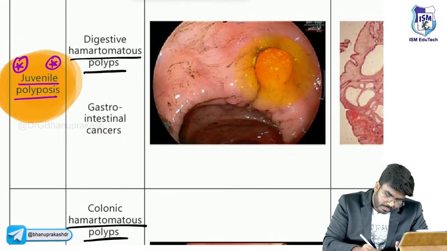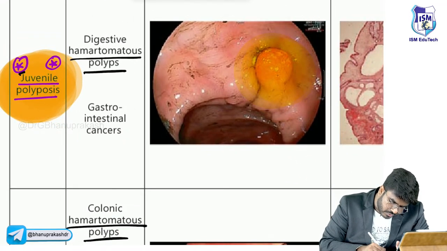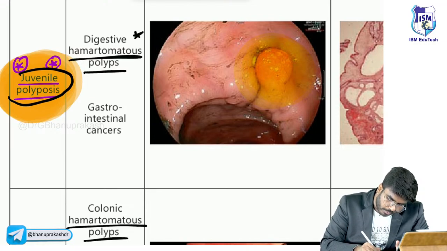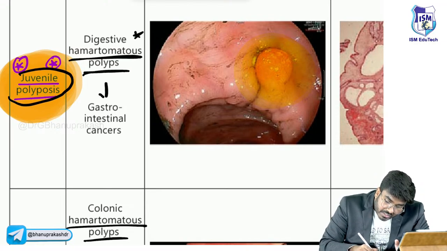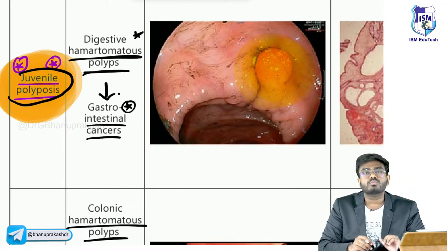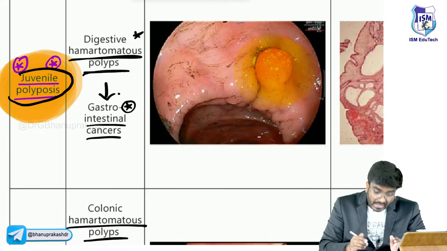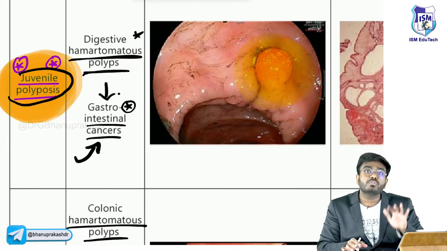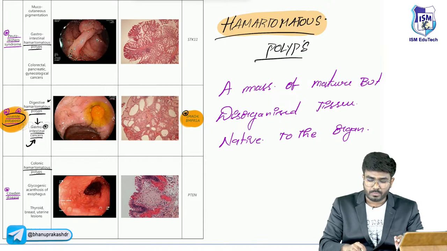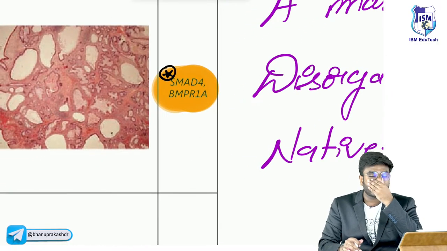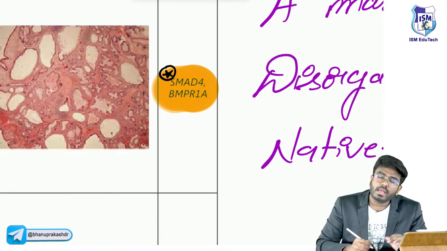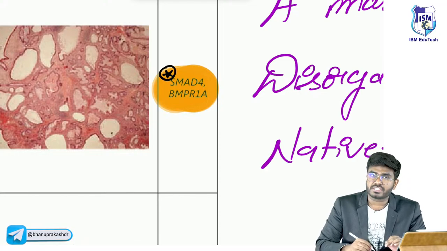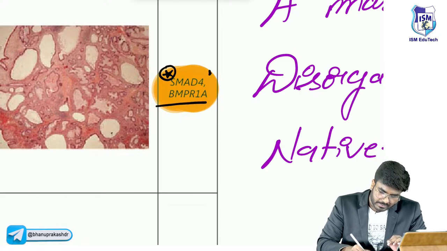Hamartomatous polyps, see, they go here. In this juvenile polyposis, the patient is going to have digestive hamartomatous polyps. But these patients can also develop gastrointestinal cancers. Of course, they are hamartomatous polyps, non-neoplastic polyps, but in juvenile polyposis these patients can develop future cancers. What are the gene mutations? The gene mutations are SMAD4 and BMPR1A gene mutations.